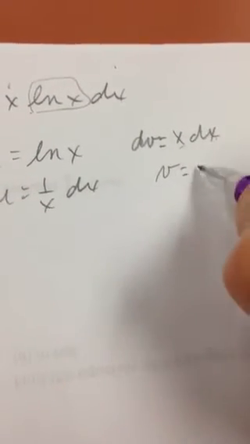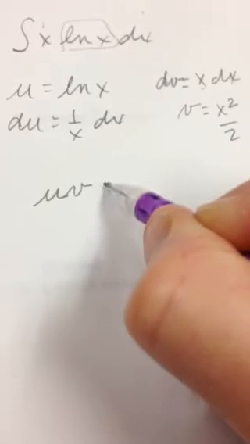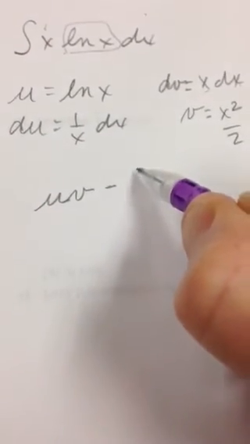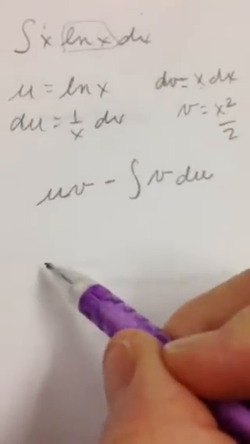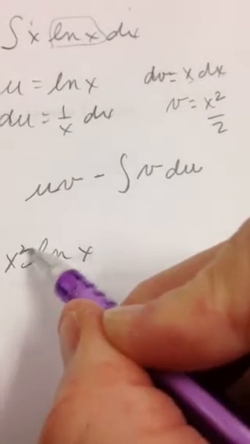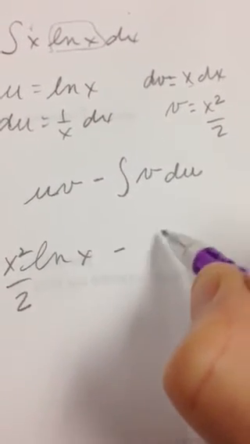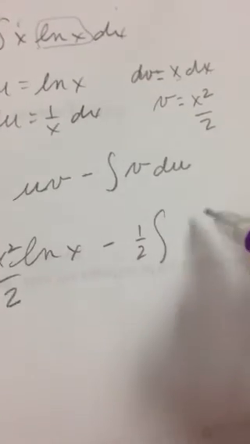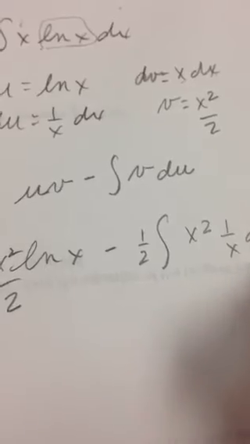The antiderivative then of this expression, x dx, is x squared over 2. Now again, remember, the integration by parts is u times v minus the integral of v du. And we chose u as natural log of x, v is now x squared over 2, minus the integral of v du, I'm going to put the 1/2 outside the integral, x squared dx, 1 over x dx.